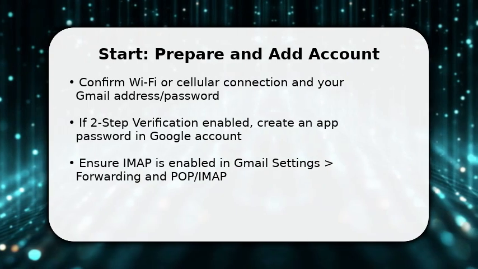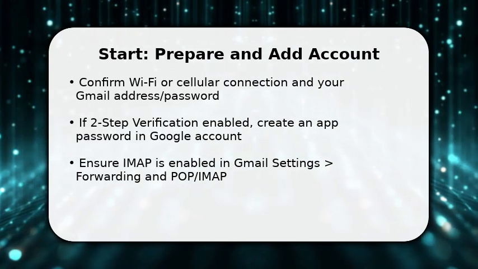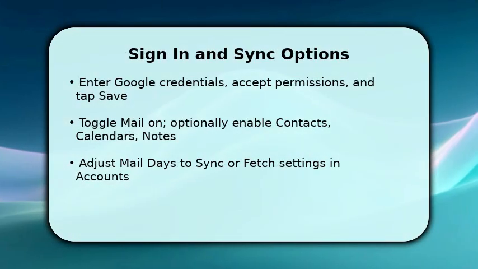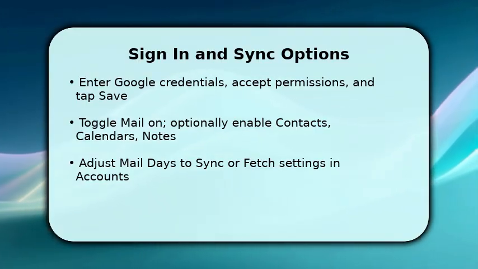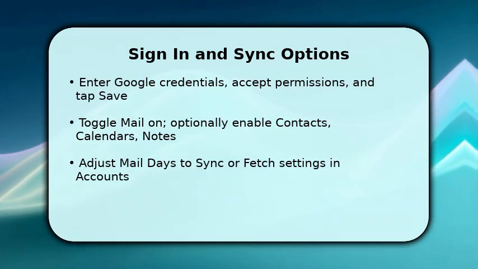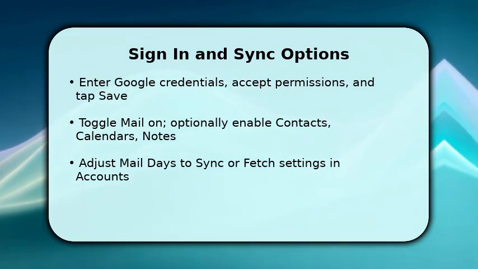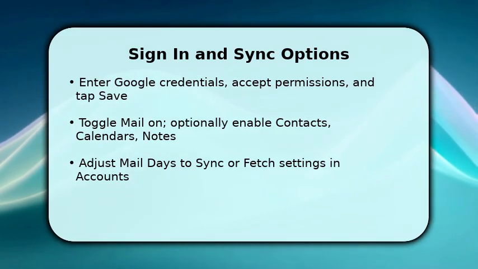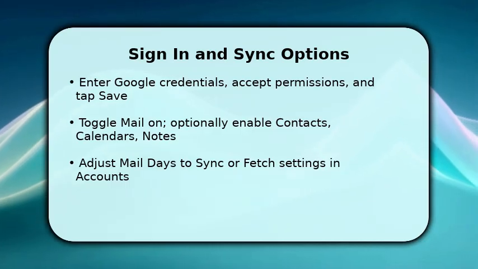After signing in, you'll see permission prompts. Accept them to allow Mail to download messages. Make sure the Mail toggle is on. You can also enable contacts, calendars, and notes if you want those synced. Tap the account entry to set Mail days to sync or change fetch settings to push, fetch, or manual depending on battery and data preferences.